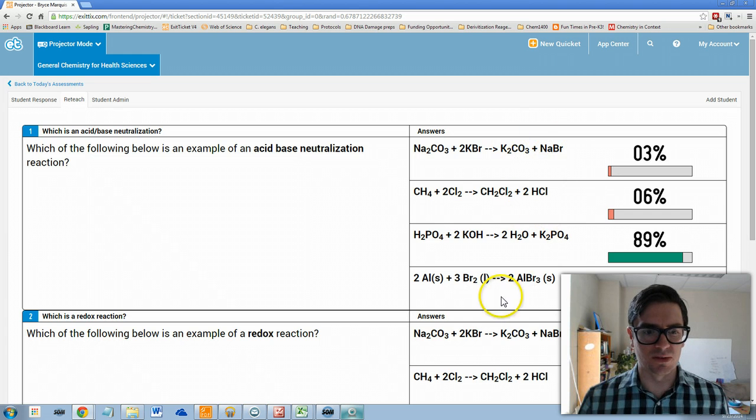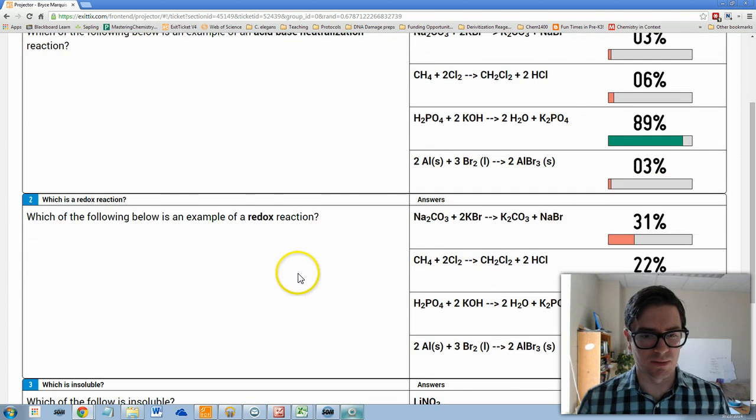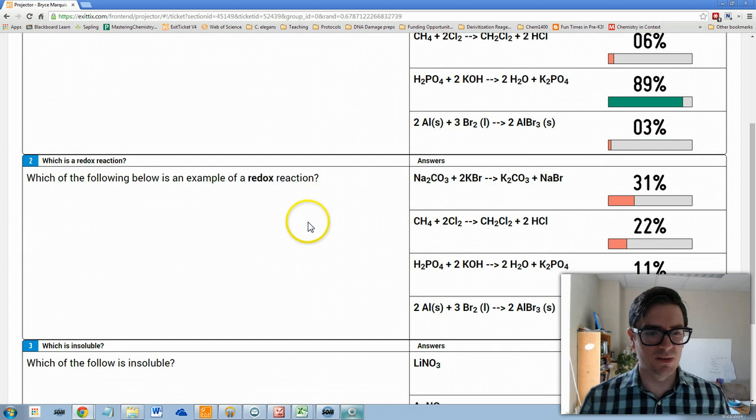There's only one of these that's producing water. But as you'll learn later, phosphoric acid here is a strong acid and potassium hydroxide is a strong base. Their neutralization reaction creates this water and salt. So it looks like you guys got that mostly right. This other one was a little more complicated.